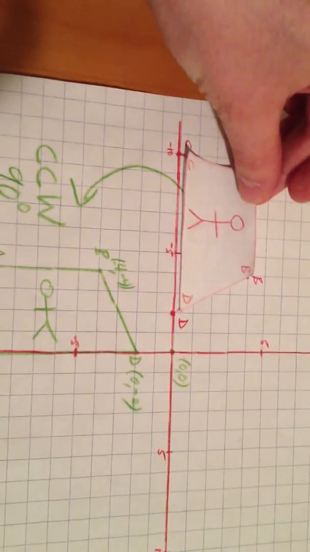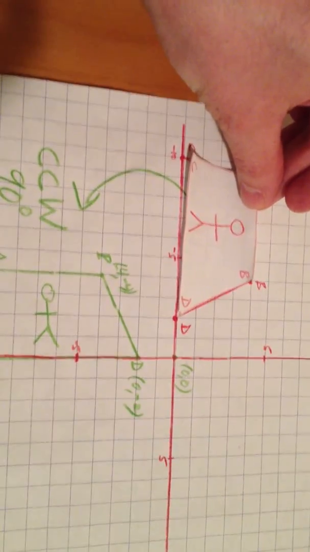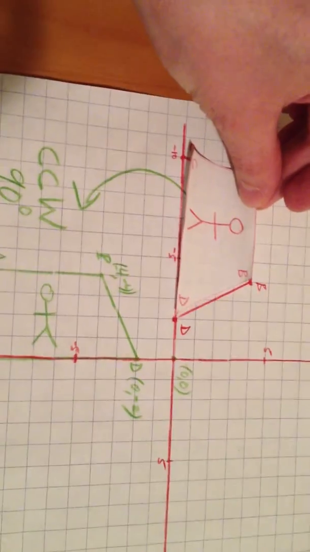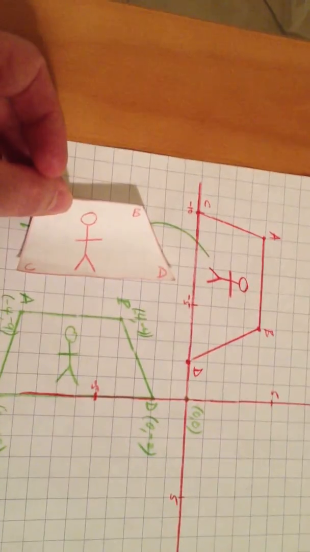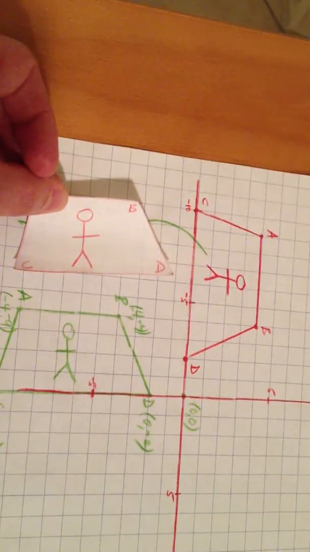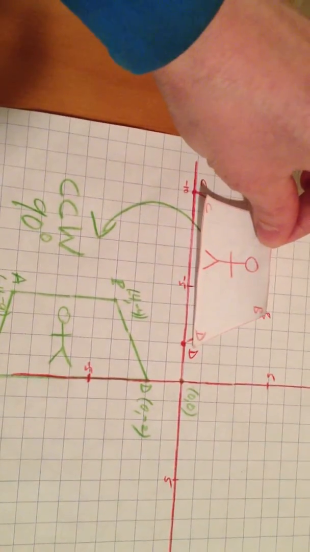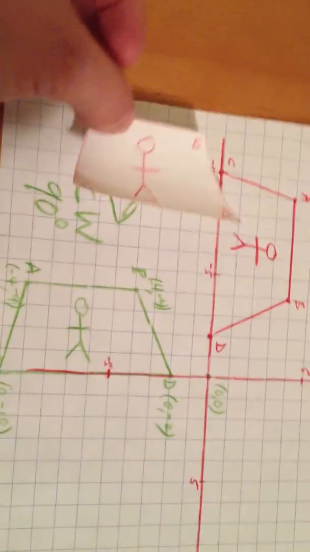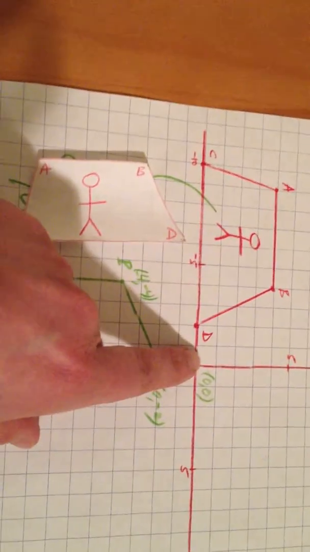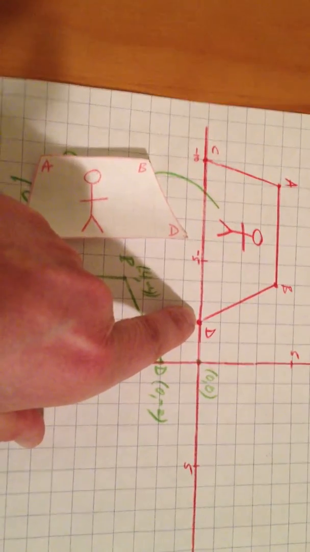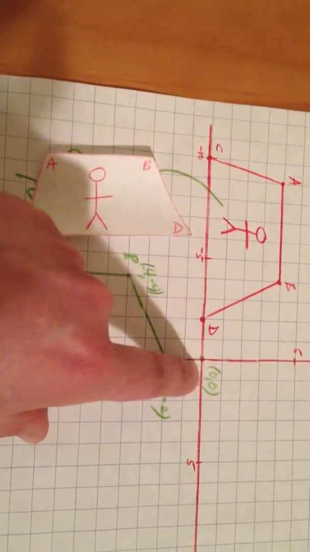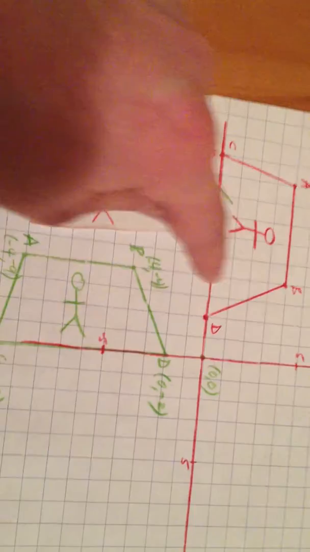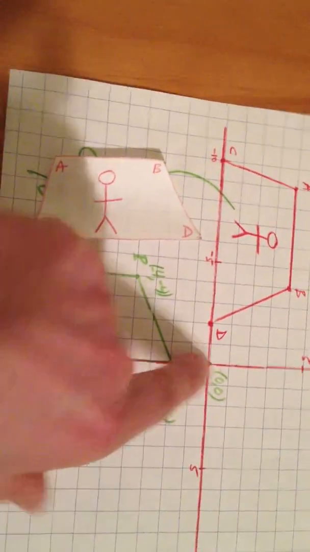Anyway, so we have our trapezoid here and it is being rotated counterclockwise, so it's going in this direction and it's only going 90 degrees. So our stick figure first was upright, now it's pointing to the left. Now when you're rotating it about the origin, last time we rotated it around point D, so D was fixed, but this time we're rotating the whole shape about the origin, which is (0, 0).